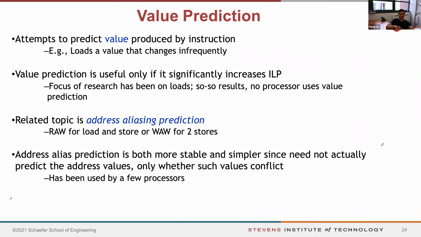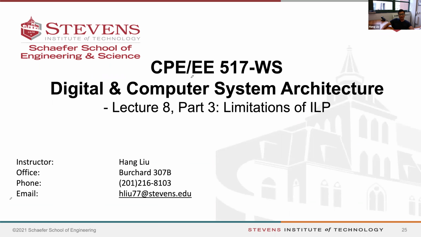That's what I mentioned, memory aliasing, right? Address aliasing prediction is both more stable and simpler, since there's no need to actually predict the address value. We only need to predict such a conflict, like what I mentioned before, A plus 8 versus B plus 20. They might have the same value, but they have totally different base addresses. So if we do value prediction, it's very good because we only predict the value. This value is 25, and we predict this value to be 25. So then it's easy, right? It makes the aliasing prediction easier, and this is where value prediction is frequently used. Okay, that's that for part 2.